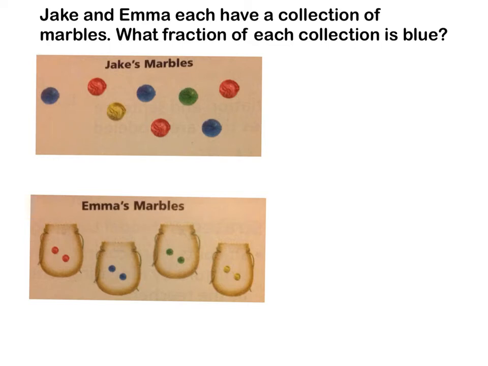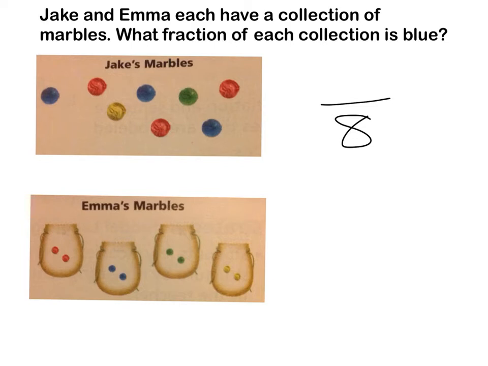Jake and Emma each have a collection of marbles. What fraction of each collection is blue? You can use a fraction to name part of a group. The total number of marbles that Jake has is written in the denominator of the fraction. Jake has a total number of 1, 2, 3, 4, 5, 6, 7, 8 marbles. So we will write 8 in the denominator.